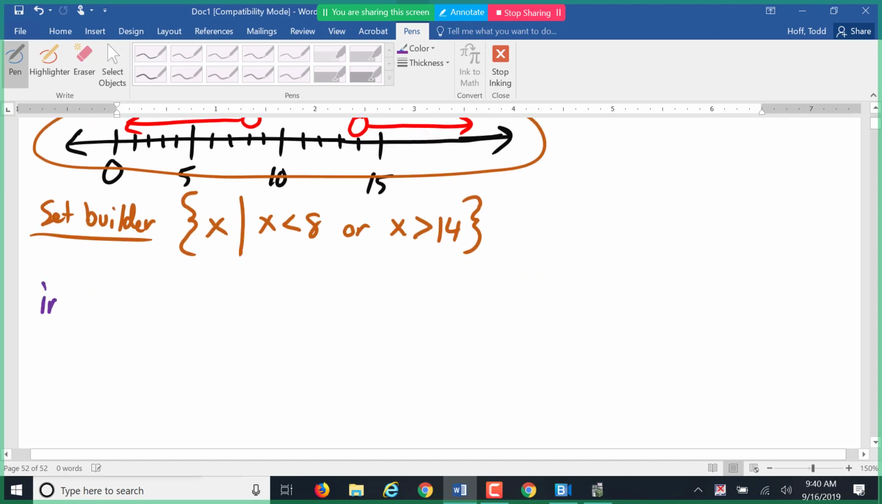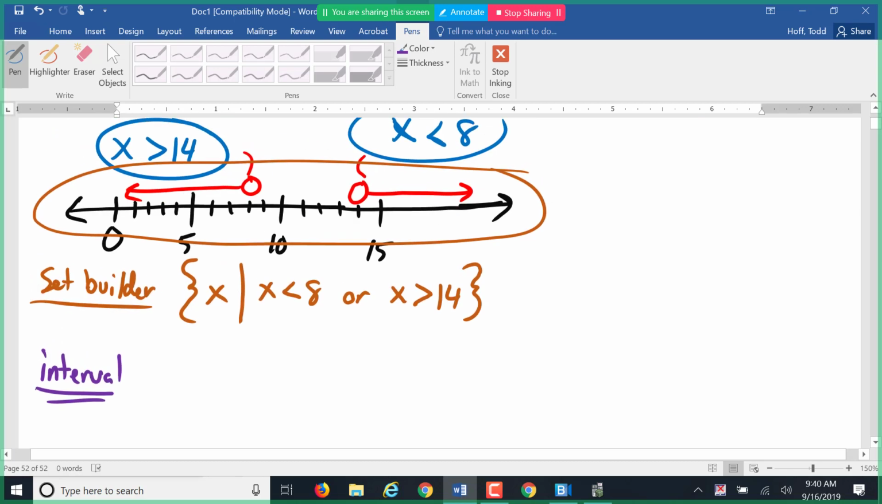Then for interval notation, again, it's a little bit more natural to put them left to right. Our first piece on the graph here goes from negative infinity up to 8. Negative infinity looks like this. It's less than 8, so it's not included, so it's going to be a round bracket like that, the open bracket.